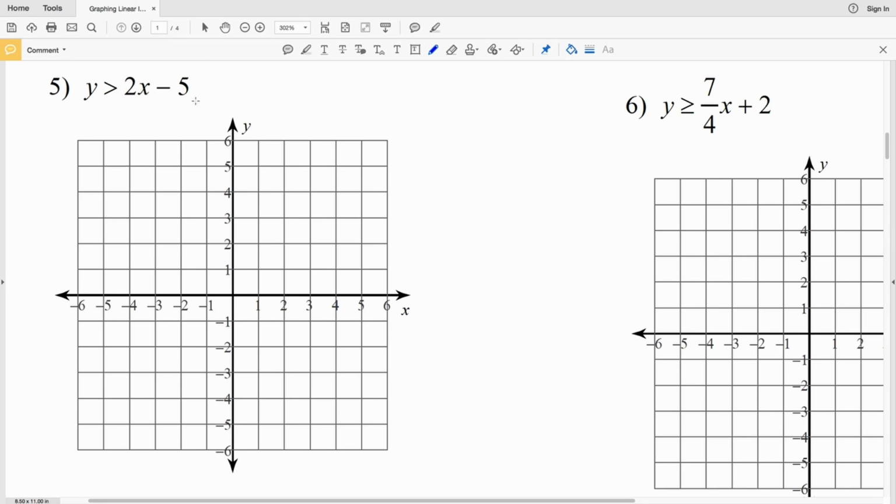Y is greater than 2x minus 5. So our slope is 2, which is the same as 2 over 1. So 2 is our rise, 1 is our run. Our y-intercept occurs at -5. So we're going to find 0, -5 on the graph, and then we're going to go up 2 for the rise and over 1 for the run. Now we're going to connect those points, but not using a solid line. Since y is not greater than or equal to, it's only greater than. So the values along this line are not included in the inequality, so they don't hold true for the inequality.